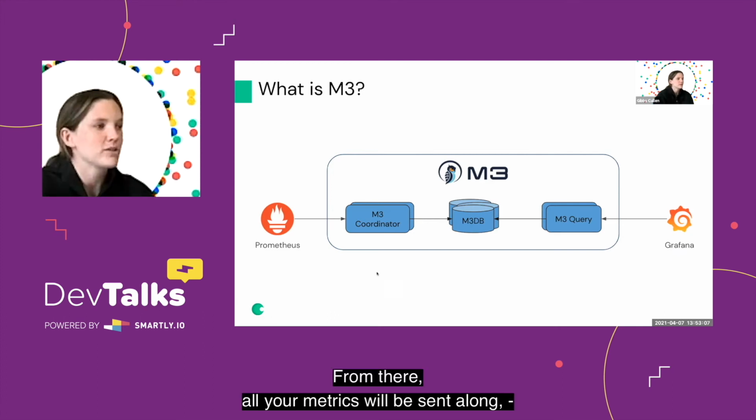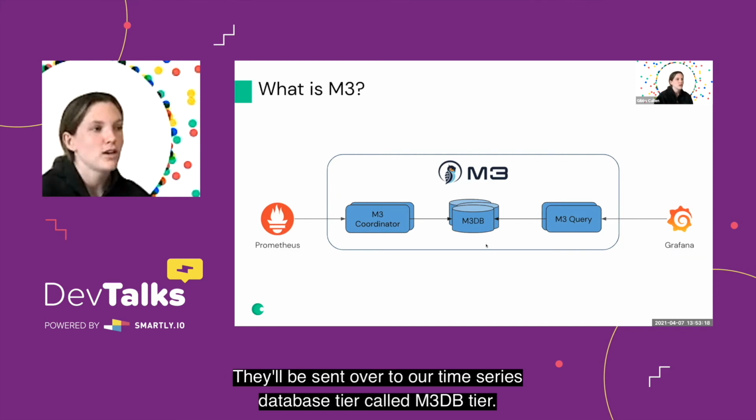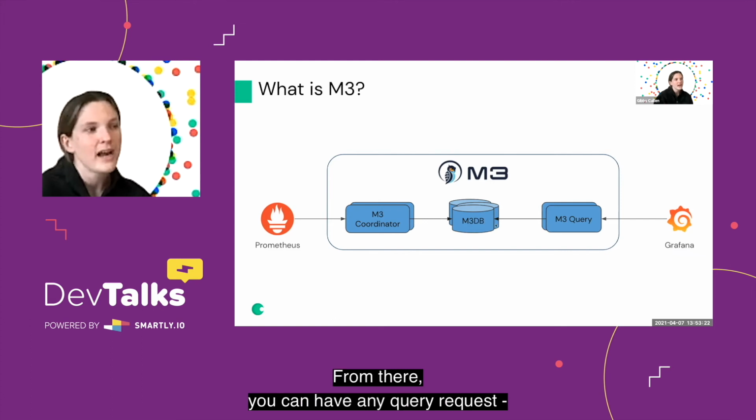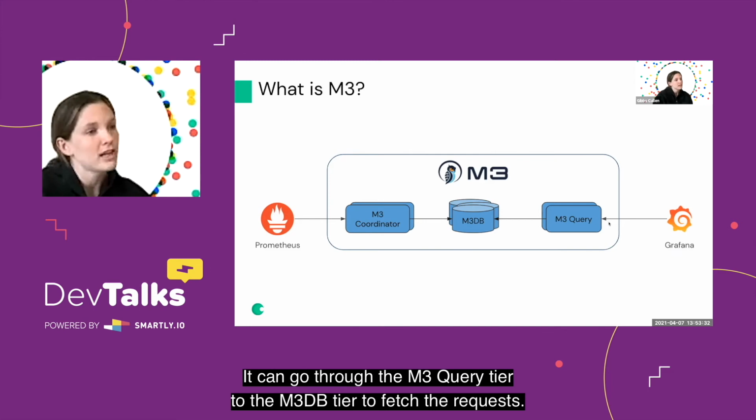From there, all your metrics will be sent along after being replicated and/or downsampled, depending on your setup, over to our time series database tier, which is called the M3DB tier. And then from there, any query requests that may come from, for example, an instance of Grafana, go through the M3 query tier to the M3DB tier to fetch those requests.